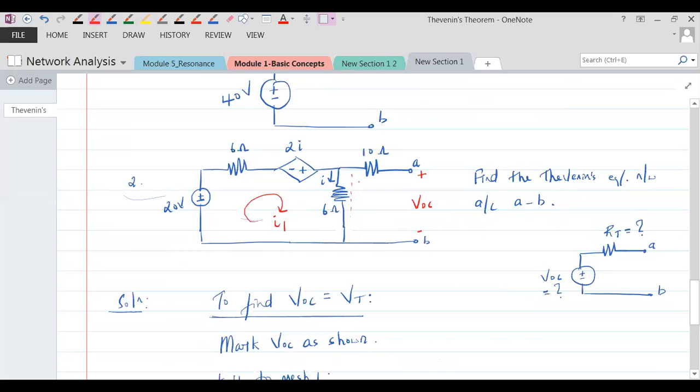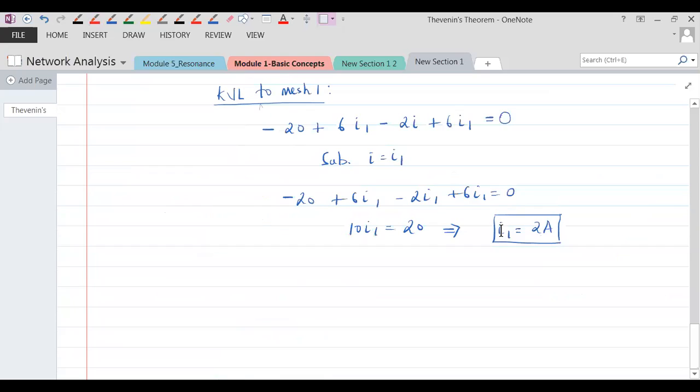I don't want to call it mesh 2. I've told you the reason, because it's not a closed path, and no current is flowing. Only the current is flowing through 6 ohms. There is no current flowing through 10 ohms. So what we have done to find out VOC?